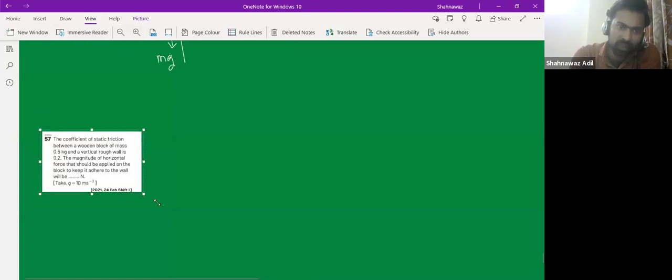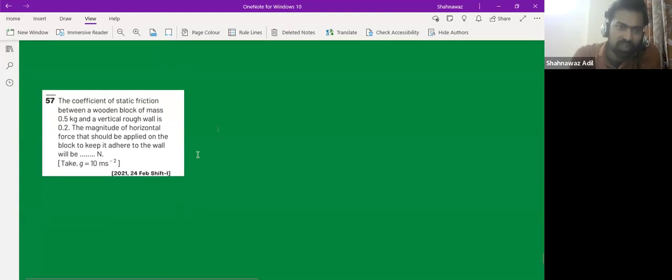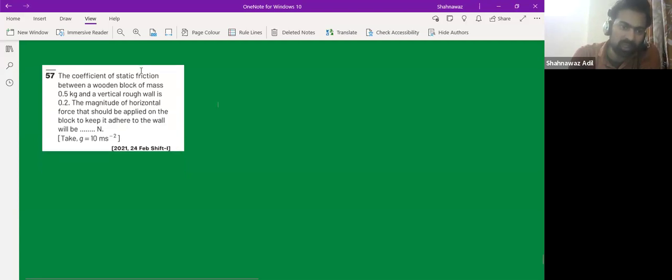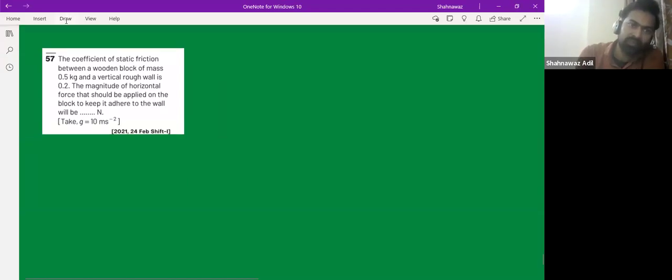So we have a similar question. We have to find the force, given that the coefficient of static friction between a wooden block of mass 5 kg and a vertical rough wall is 0.2. So the static friction coefficient is given. The magnitude of the horizontal force that should be applied on the block to keep it adhered to the wall will be dash Newton. This is the question that I was talking about, and this is an important question.